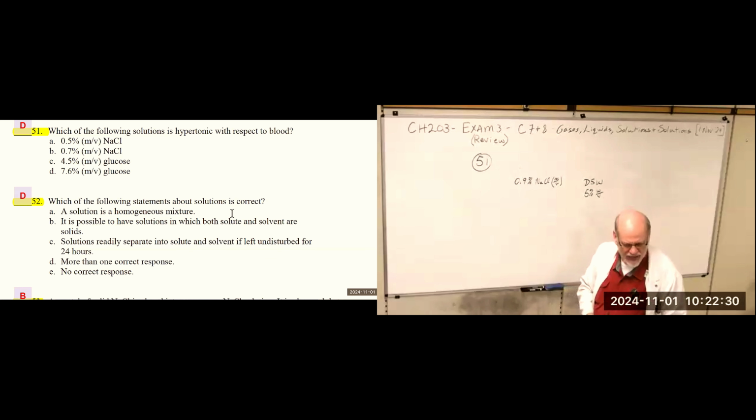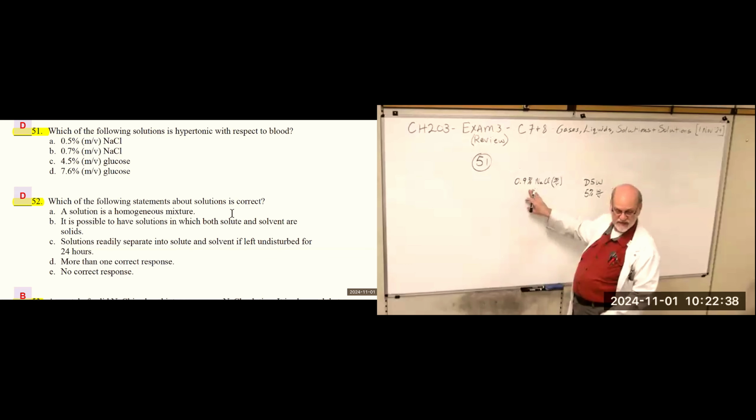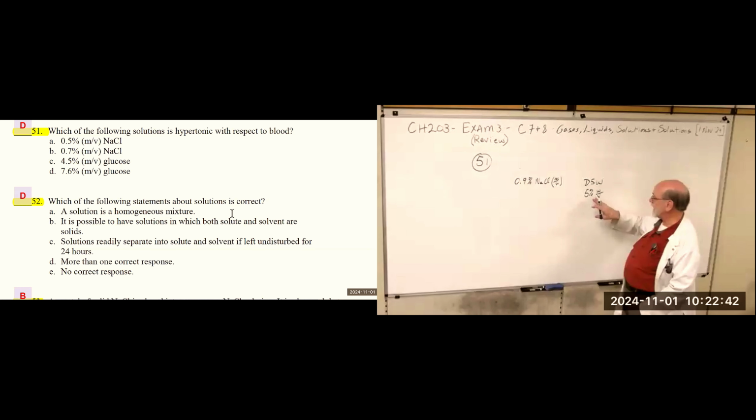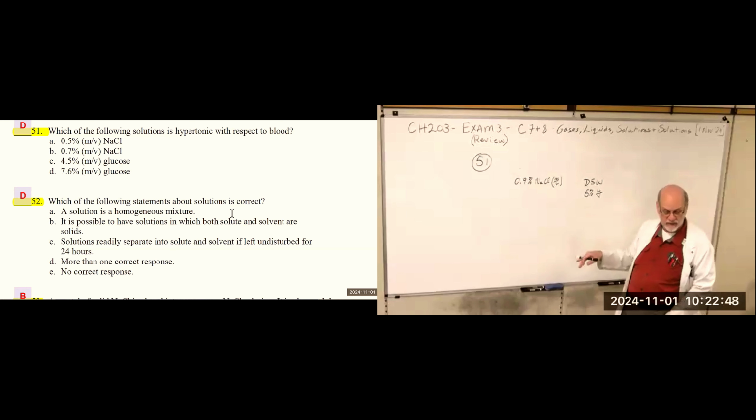Okay? So we're looking for hypertonic. That is a higher concentration than either one of these. All right, 0.5 is less, 0.7 is less, so the sodium chloride doesn't work. 4.5 is less, 7.6 is greater. That's hypertonic. So D would be the answer.